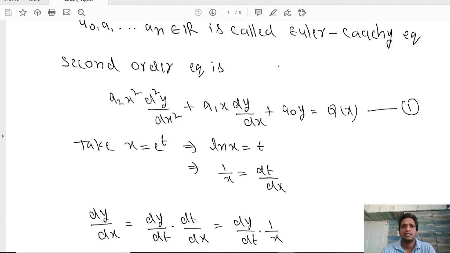Yesterday we derived the Cauchy-Euler equation. That means how to solve the differential equation which is in the form of Cauchy-Euler.